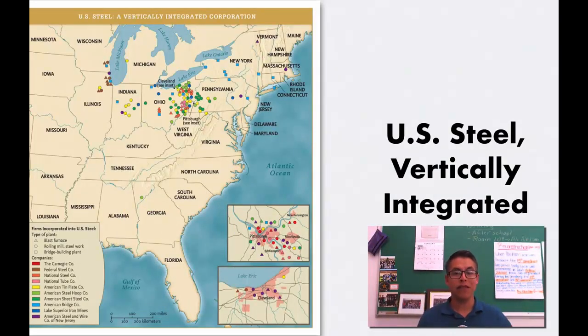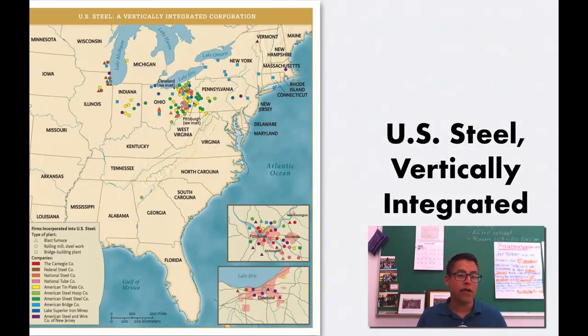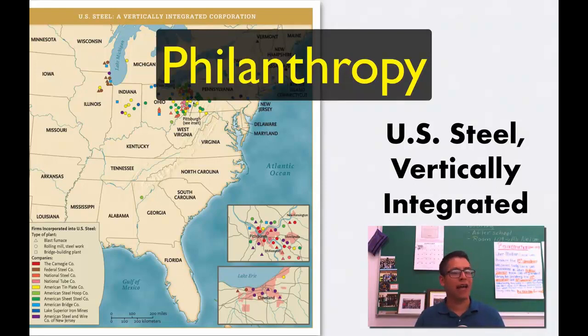And as you can see from this image here, U.S. Steel had a very large influence on the northern part of our country, and it produced the majority of steel by the end of the 19th century in the United States and actually in the world. And so he got really rich at this point, but he started to give some of that wealth back. He started to engage in this activity we call philanthropy.